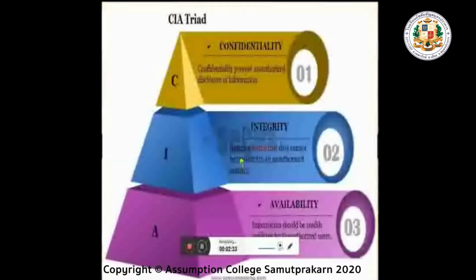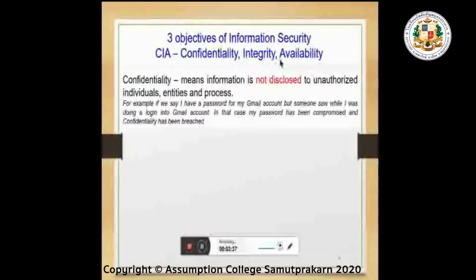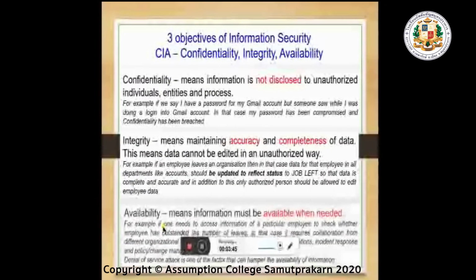So please remember the CIA triad. C stands for confidentiality, to prevent unauthorized disclosure of information. Letter I is integrity, that is to assure that the data in the computer system cannot be changed by other persons not authorized. And letter A is availability, and this is to make the information available to authorized users. So here are the three objectives. So please remember what confidentiality means, what is integrity, and what is availability.